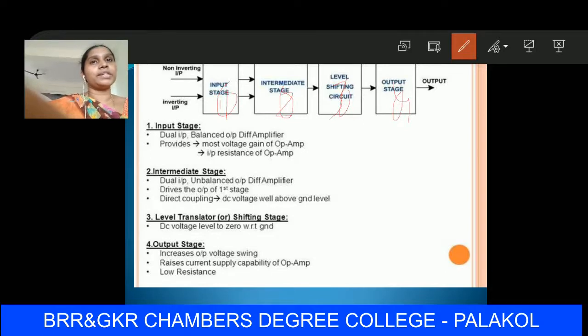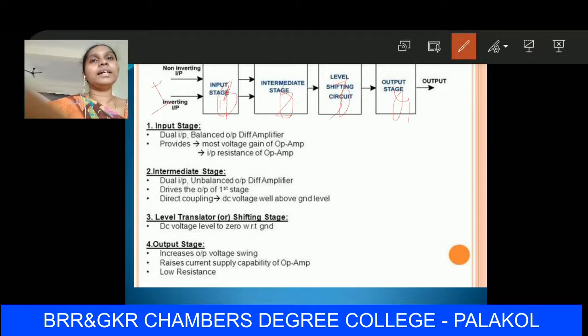So the first stage, that is the input stage. This input stage is a differential amplifier. It consists of two inputs. First one is a non-inverting input and another one is an inverting input. So non-inverting input we indicate as a plus and inverting input is indicated as a minus. Okay. So here the first stage is a dual input balanced output differential amplifier.